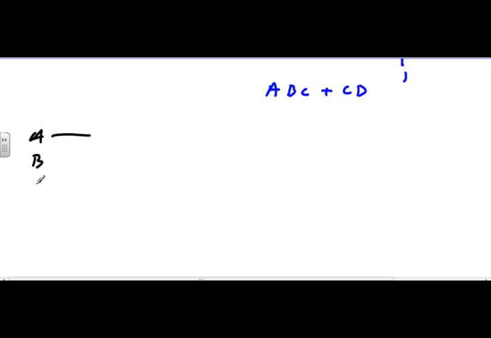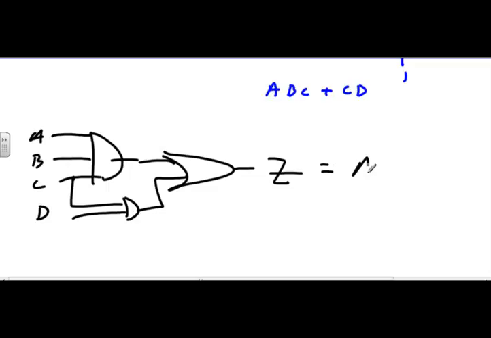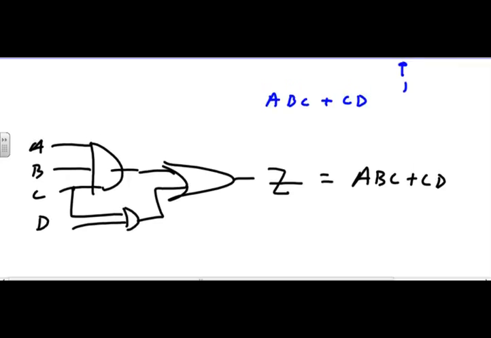A, B, C, D, and, or, and, or. Output Z. So my revised circuit is A, B, C, or C, D, if I had these things hooked together, any multiplications and plus additions. What happened to E? E went away. I don't need it.